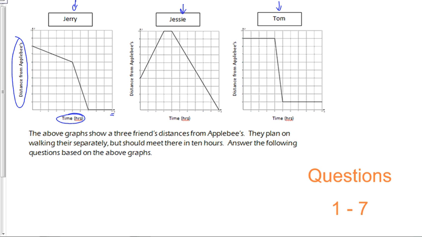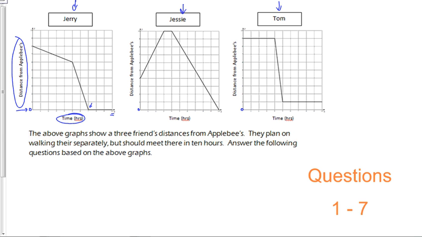Now, one of the things that you see for sure, and this is something I noticed on the test, is that when distance from Applebee's gets down to 0, they're actually at Applebee's. So if you're in here trying to do this film to retest, that's probably something that you got wrong. So for example, Jerry gets to Applebee's right here. He actually gets there in hour 7.